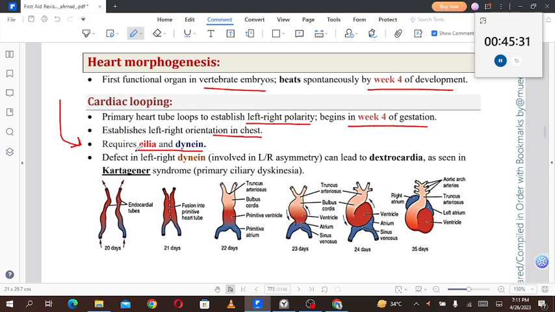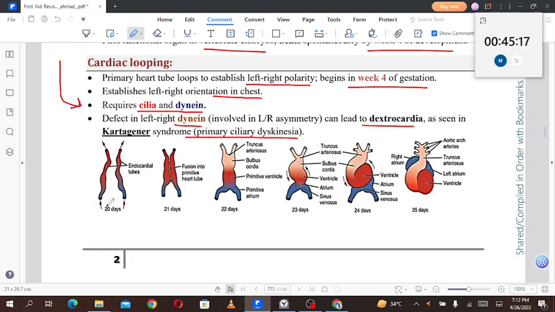Kartagener syndrome, they have dextrocardia because of lack of left-right orientation. A defect in the left-right dynein involved in left-right asymmetry can lead to dextrocardia, as seen in the patient with Kartagener syndrome, primary ciliary dyskinesia. At 20 days, the endocardial tubes look like this. There are two endocardial tubes.